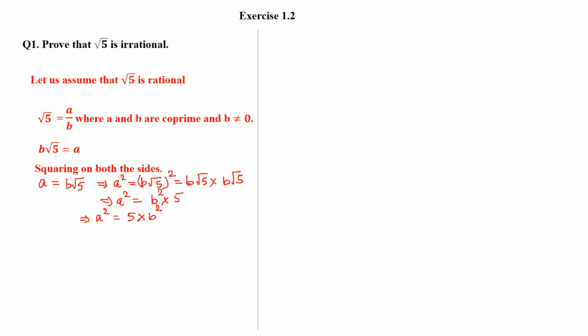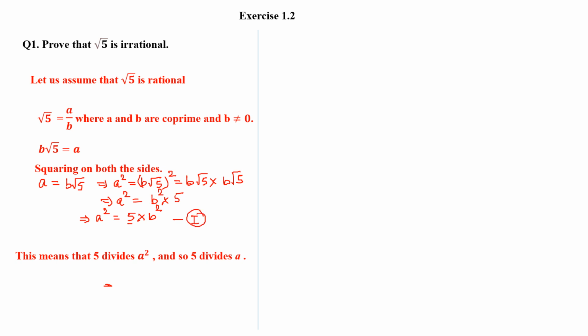So from here I can say that a square is a multiple of 5, isn't it? A square is a multiple of 5. Then only I have written 5 into b square. So it means 5 will divide a square, isn't it? And if 5 divides a square, then 5 will divide a also. Try to recall the theorem. Here 5 is a prime number. So if a prime number divides a square, then this prime number will divide a also. And I'm assuming this as 1.